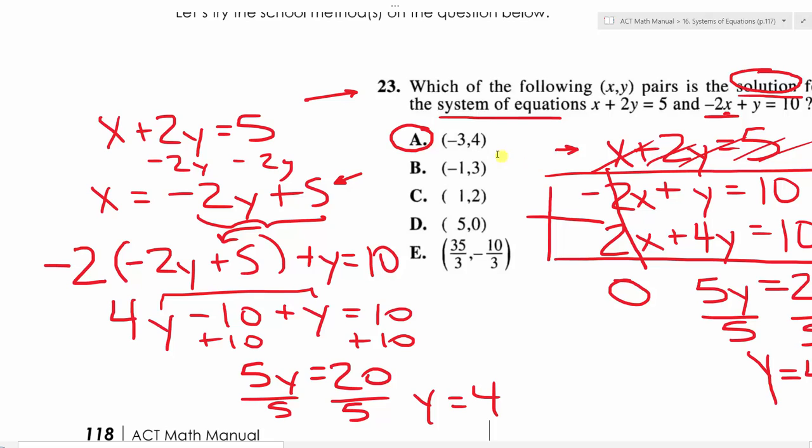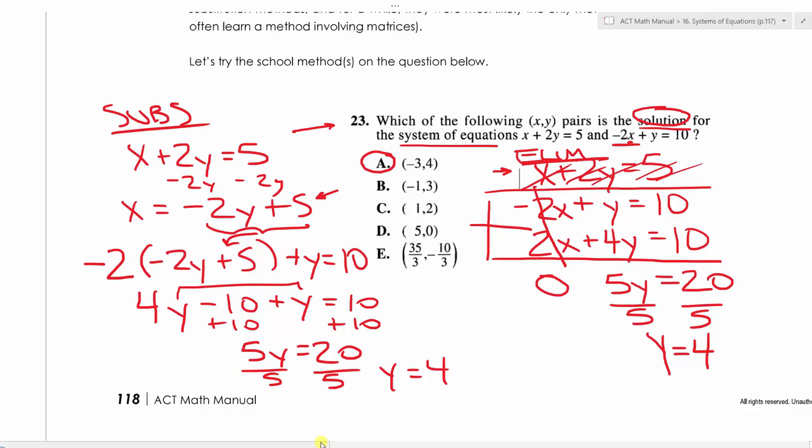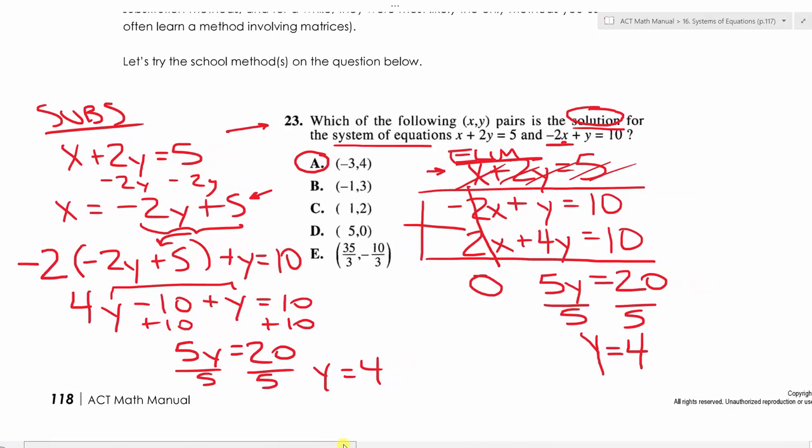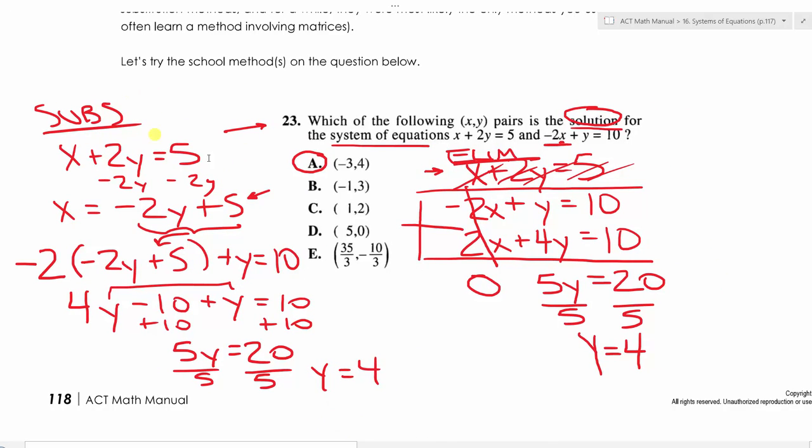Now, obviously, this is substitution on the left. I'll actually write that down, substitution. This is elimination on the right, elimination. Now, if I had multiple answer choices that had a 4 in the y position, obviously I would go back and figure out what my x value was so that I got the right answer. That is the school method, or those are the school methods, substitution and elimination. Those were generally how you were solving a system of linear equations in school.